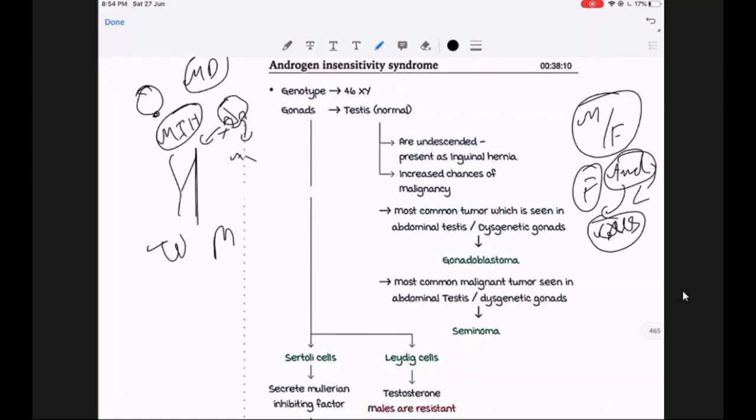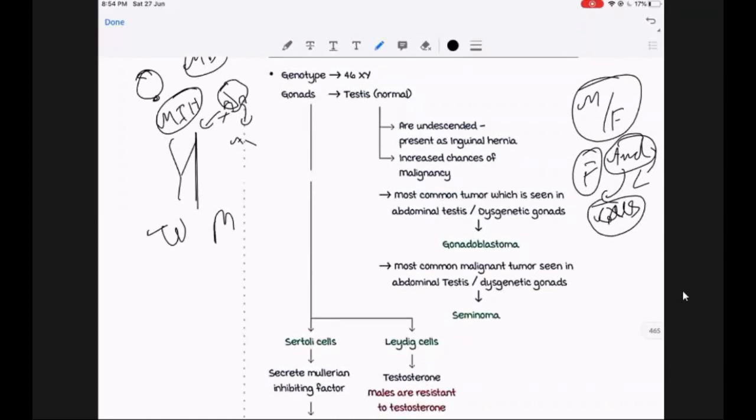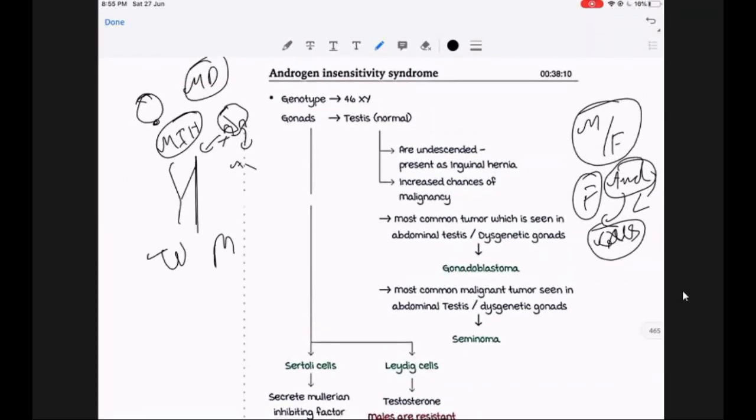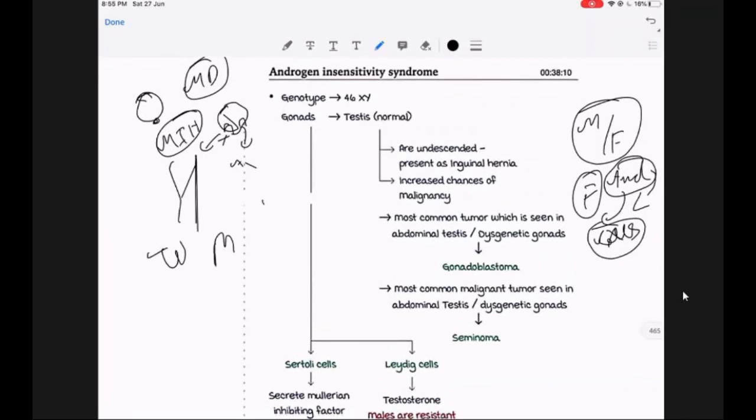Right now, since there is no development of penis and scrotum and all those things, what do you end up with? You end up with your testes, which were initially abdominal organs. Now they'll continue to remain in your abdomen. Now what do you have in primary androgen insensitivity syndrome? You have androgen insensitivity, because of which there is no development of penis and scrotum.